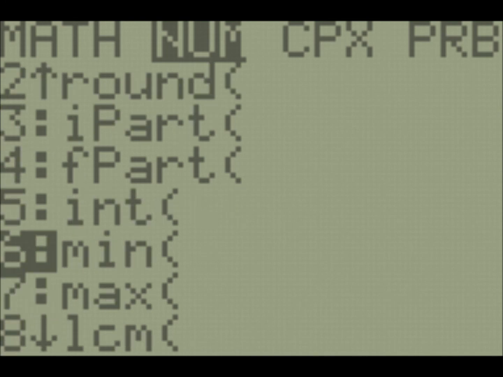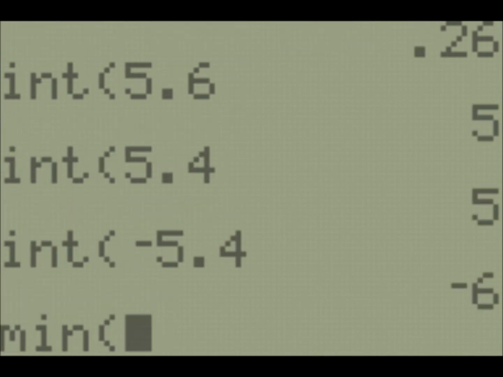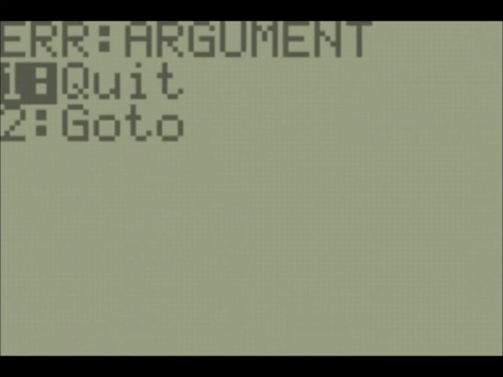Now, finally we're on to command 6. Command is min, and this takes 2 parameters, so not 1. And if those 2 parameters are integers, it just tells you which one is smaller. So 5 and 6. And 5 and negative 6, negative 6 is smaller, even though it has a greater absolute value. And it doesn't take a third integer parameter. So it only works on 2 integers, and it will tell you which one is smaller. And it works on decimal points as well.